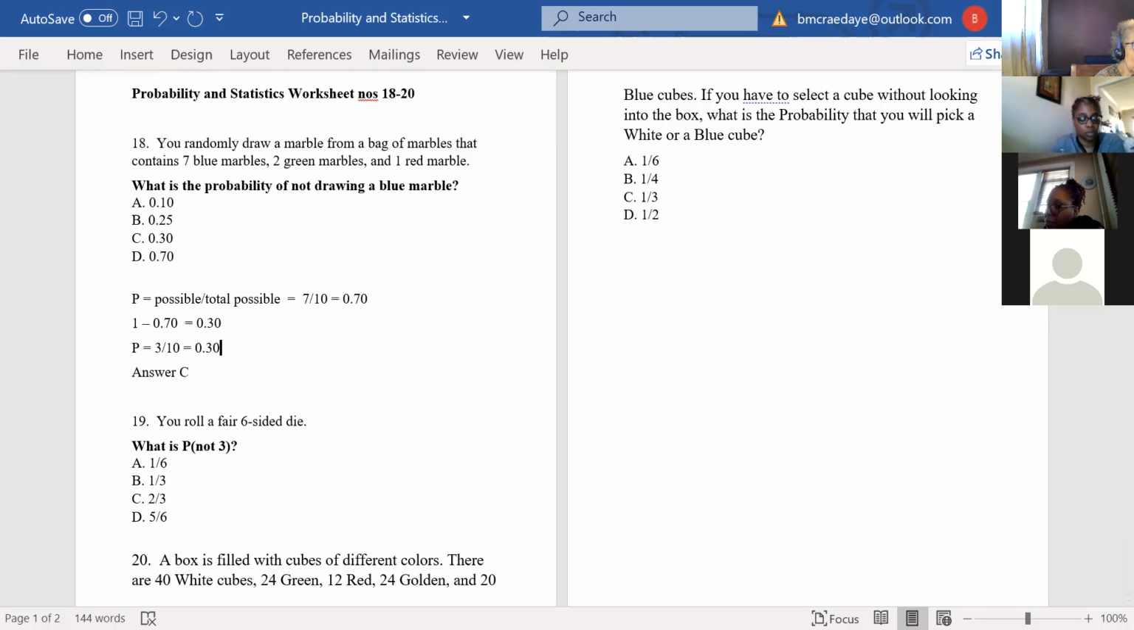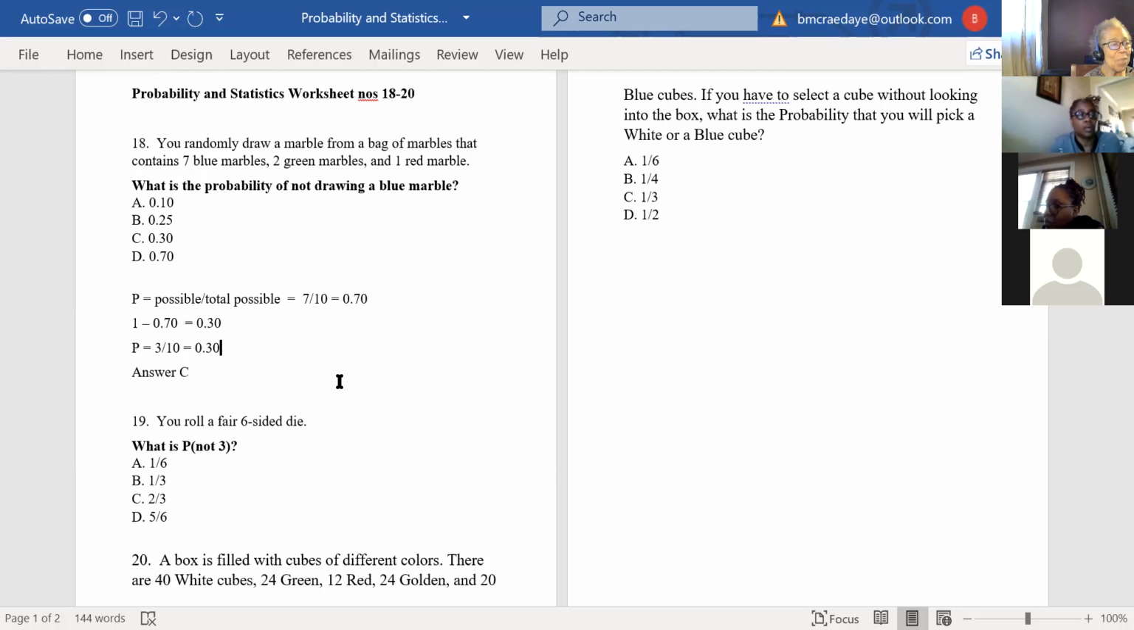So 2 ways you could do it. The probability of getting a blue is the blue total over the total of all the marbles, 7 over 10. The probability of not getting a blue would be 1 minus 0.7, which gives you 0.30. Or you could have said, I have 7 blue, 2 green, 1 red, so I have 3 marbles that are not blue. 3 divided by 10 is 0.30. Got it, Vanessa? Yes, Miss Barbara. Okay. What's the probability, Vanessa, of not getting a red?